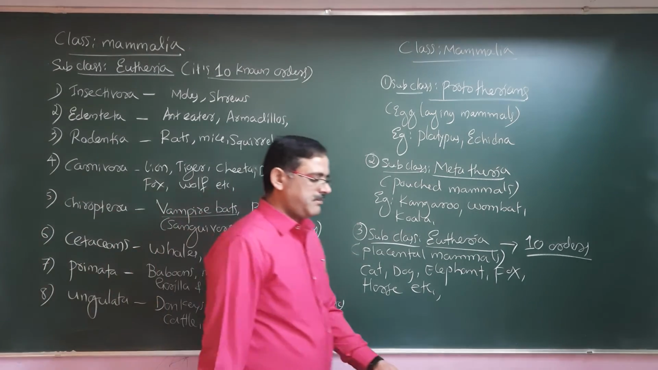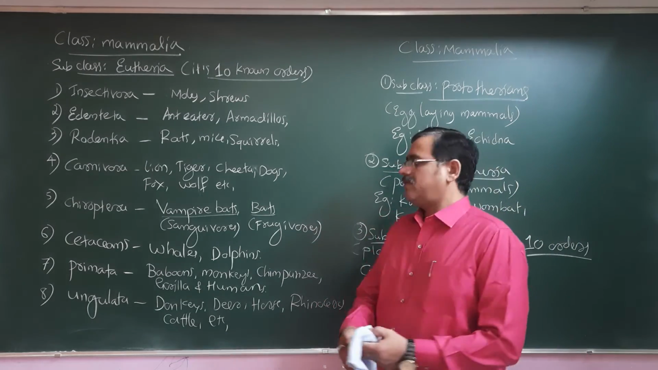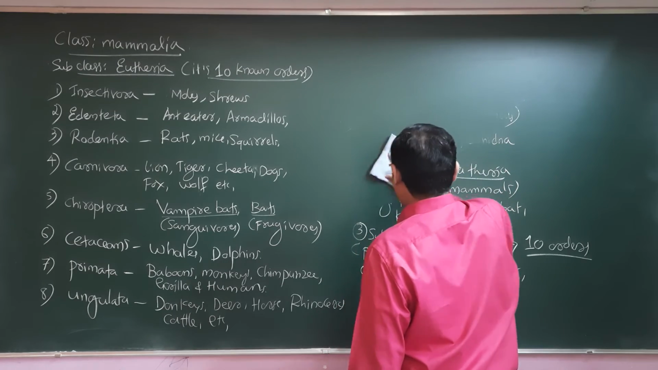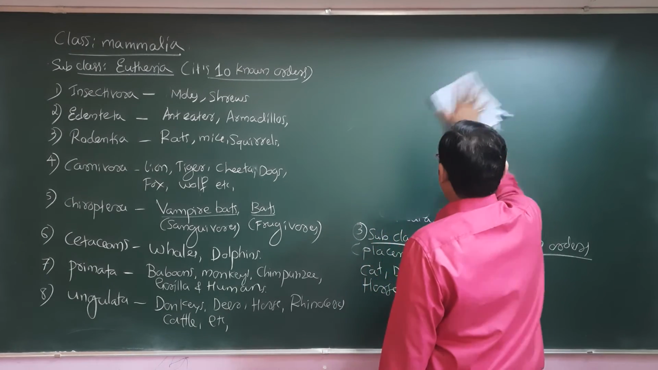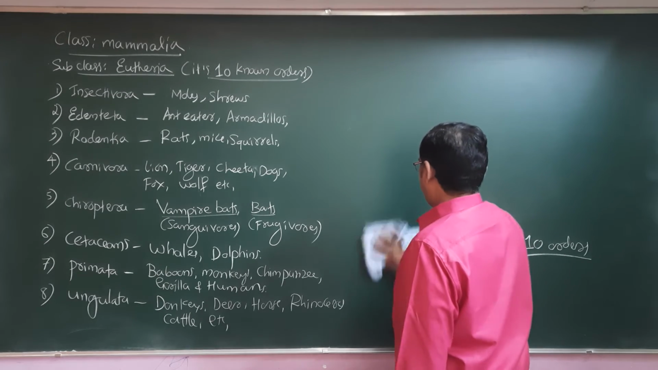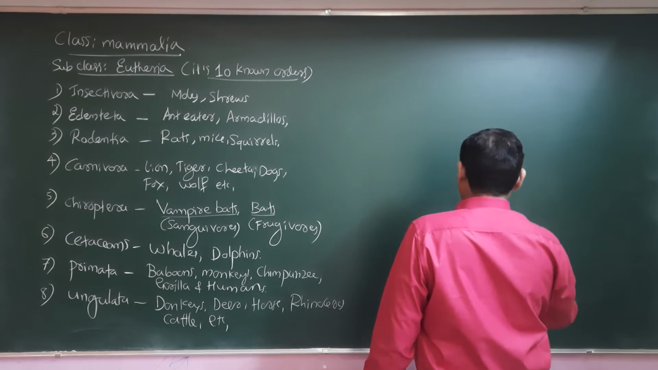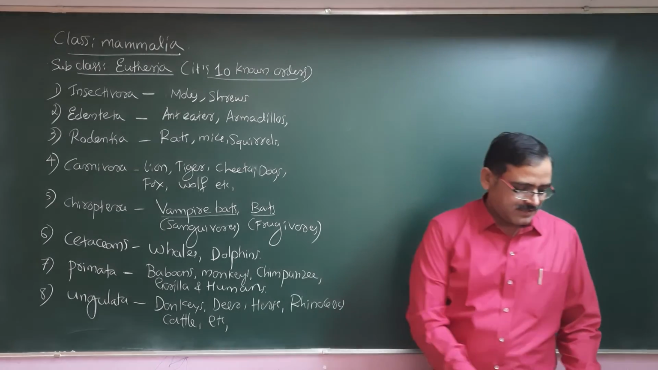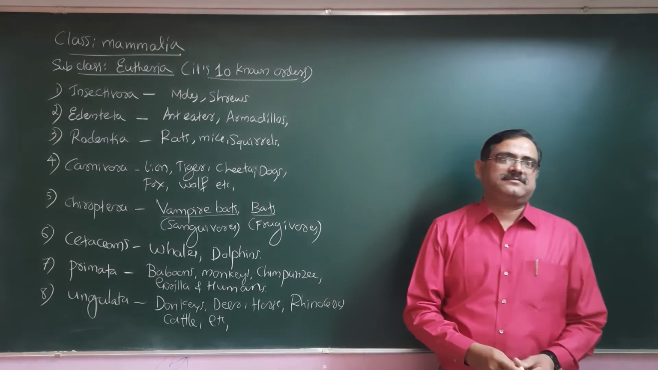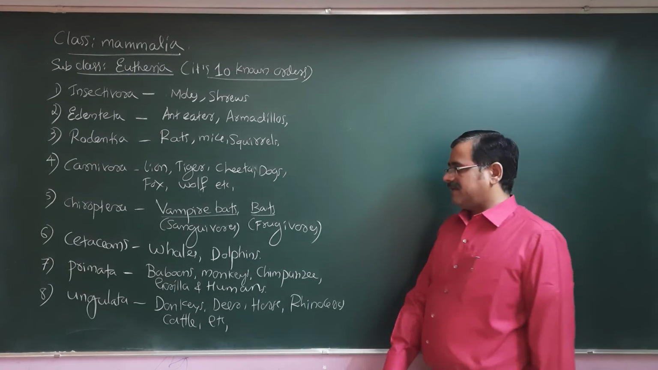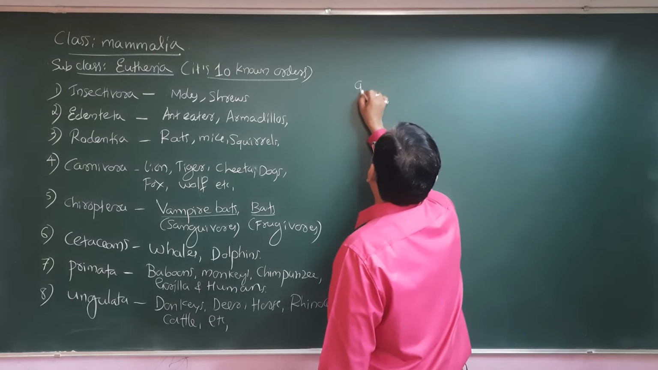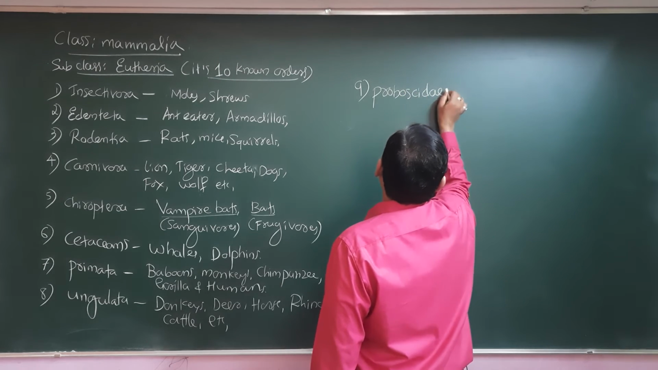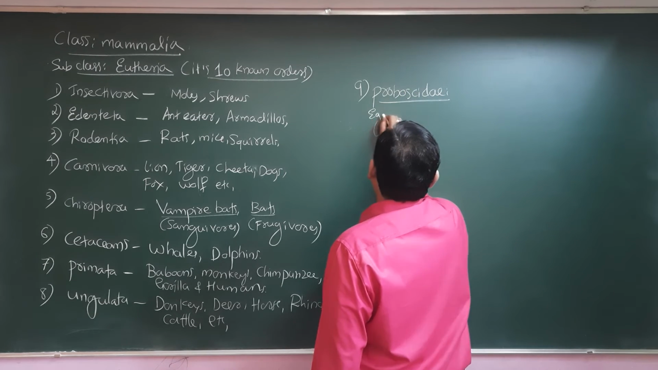Let us understand the remaining 2 orders. What are those 2 orders? There is one more important order, which we call Proboscidae. Proboscis means the long nose modified into a trunk, mainly in the case of elephants. So number 9, order Proboscidae. The best example is elephants.